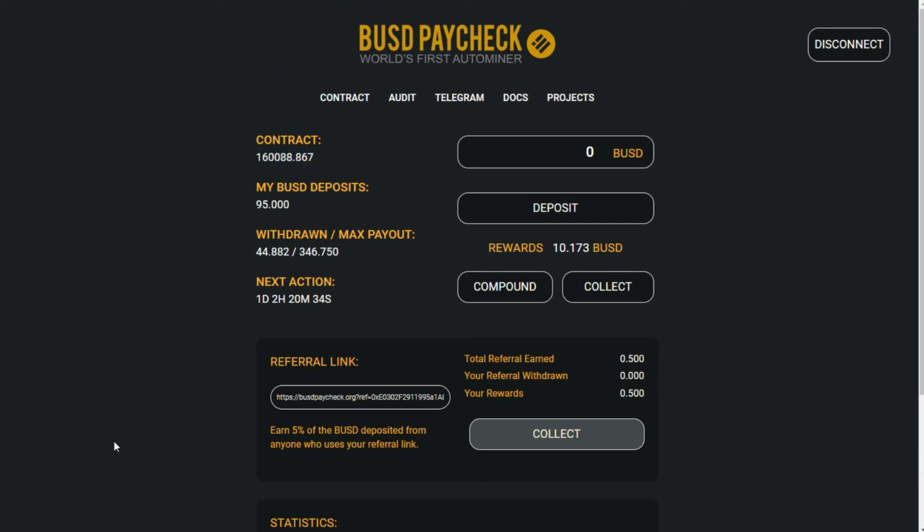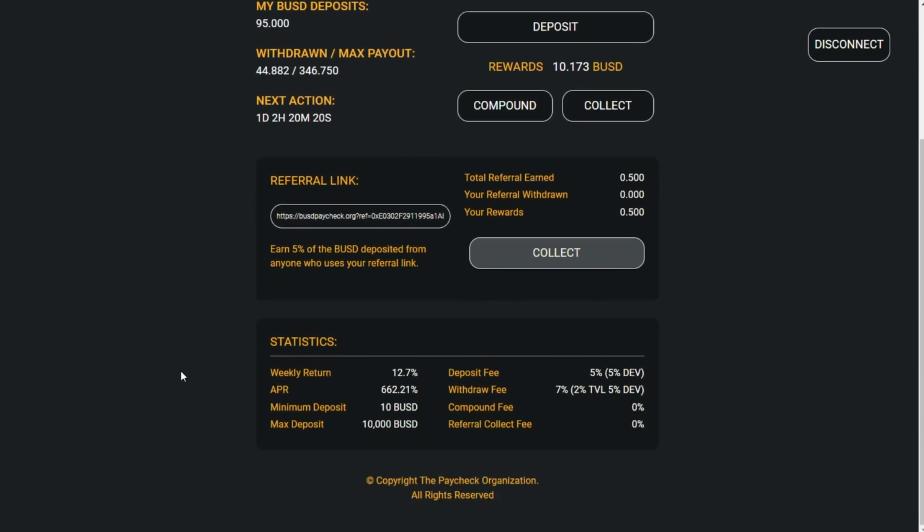I put in 100 BUSD and got out half already. The maximum payout is $346 if I just keep collecting, so that's very good. When I get out my initial investment, I will start compounding to get a higher maximum payout. There's a 7% tax if you deposit or claim, and no tax on compounding.